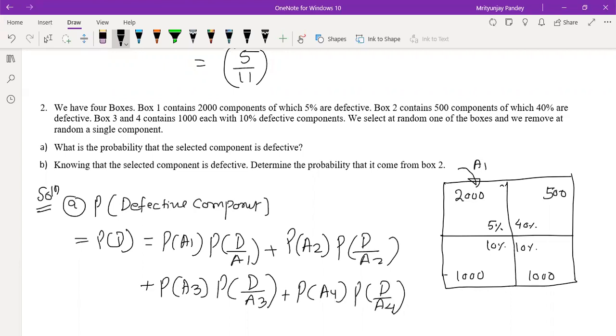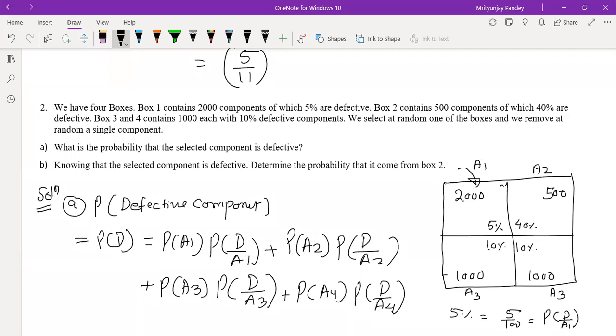Yes, sir. So what is the defective component in A1? 5%. Right? But sir, you have to write in terms of probability. So if you convert 5% into probability, then 5/100. This is nothing but defective component from box A1. Understood? So similarly, you have to write 40/100, 10/100, 10/100.